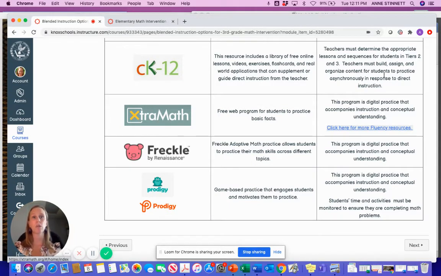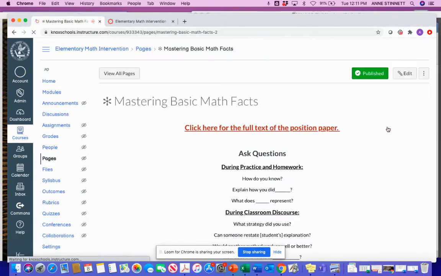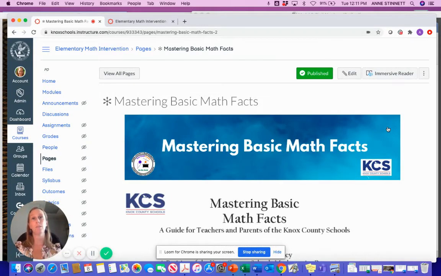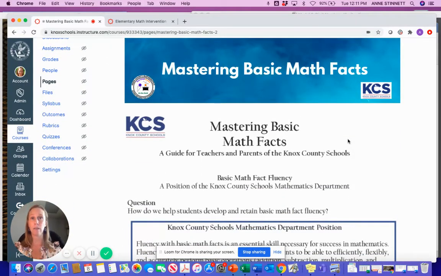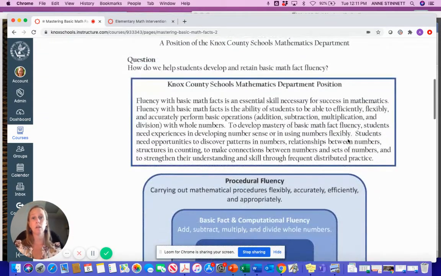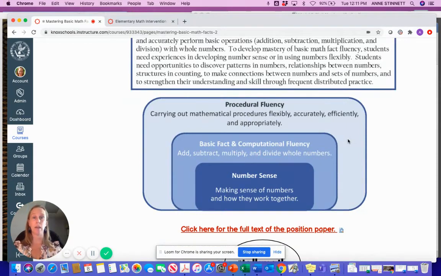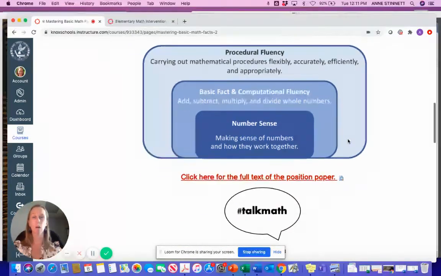So the last thing I wanted to show you is our fluency resources. We've created a position statement for mastering basic math facts, and it is linked in this Canvas course as well. We spent a lot of time talking with teachers about basic math fact fluency in the past couple of years, and what we can do as intervention teachers to minimize math anxiety and get kids to enjoy learning math because they understand math. So this page is a link to our position, how basic math fact fluency is built and retained. So all of that is here.